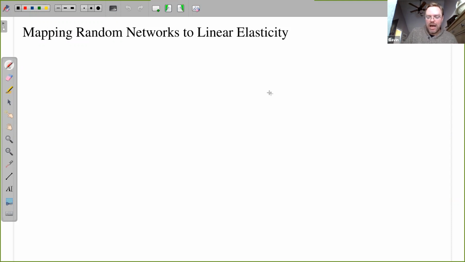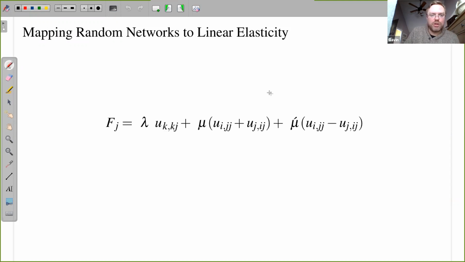Now, one of the things I've been working on recently is trying to map a random network onto linear elasticity. And to my knowledge, there's not really been anything done in this regard. But the idea is, I would start with the Lamé equations. This is very similar to what Yang was talking about when we map it on. We're comparing either the energy or the forces, and making them match up between the network of springs and linear elasticity theory.